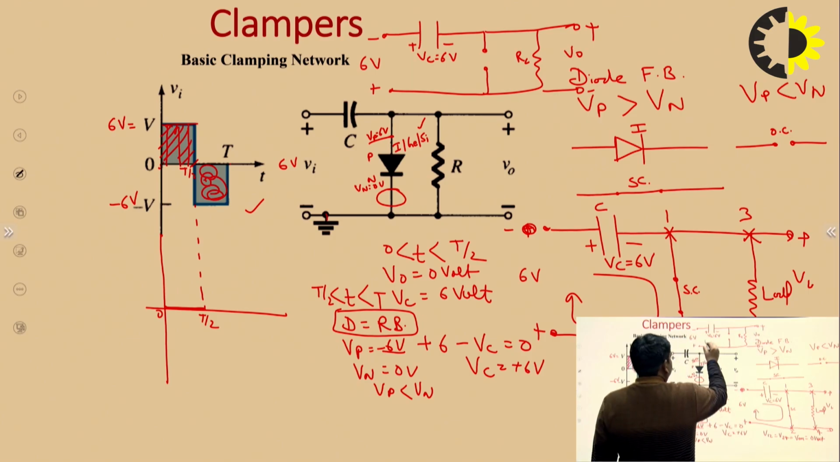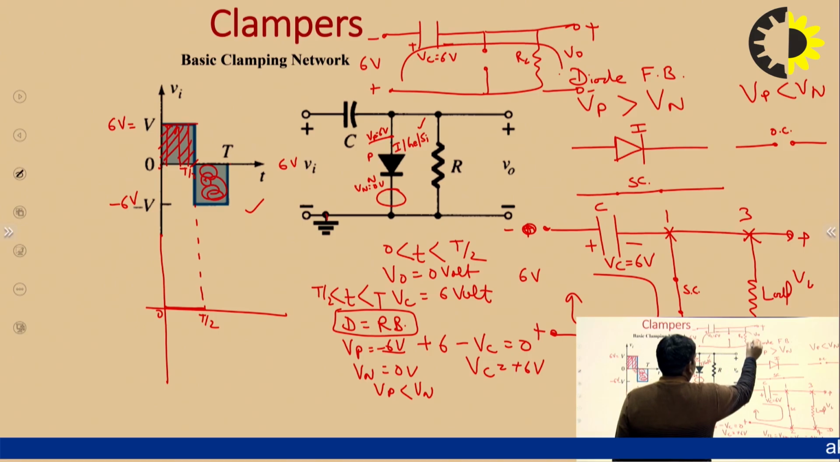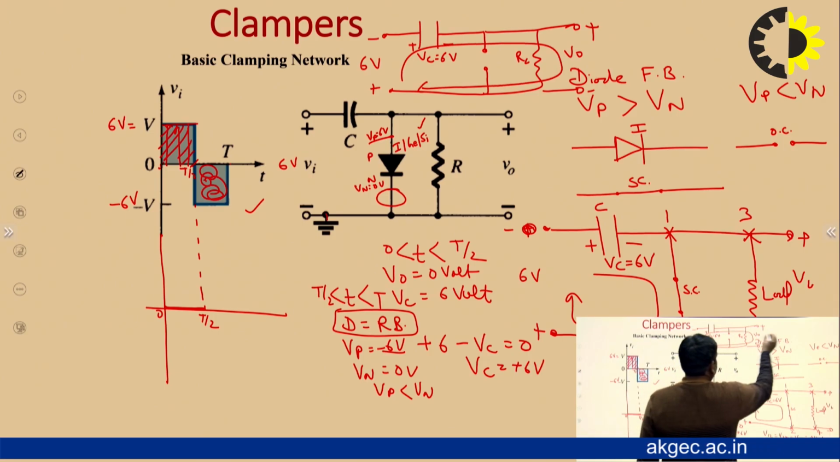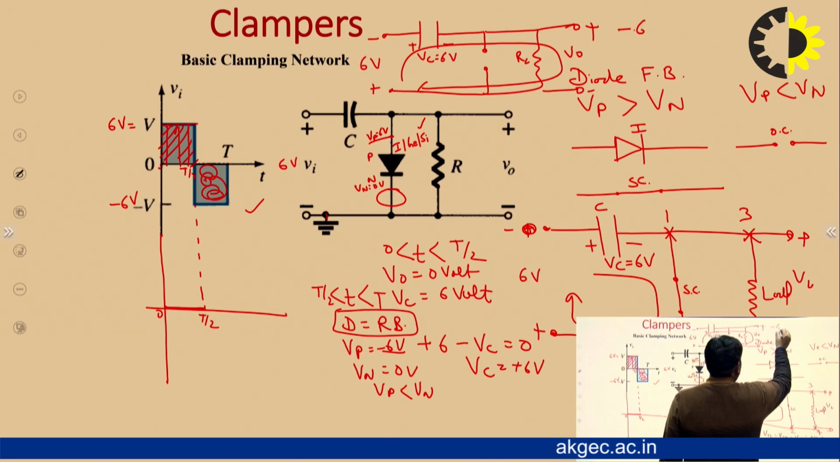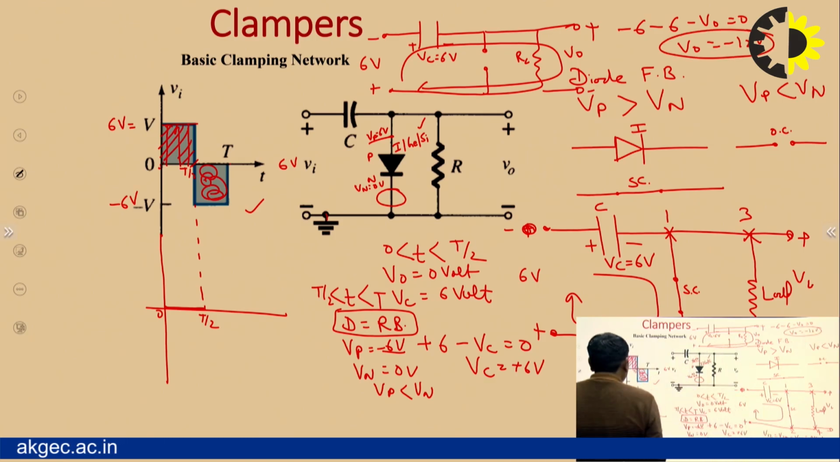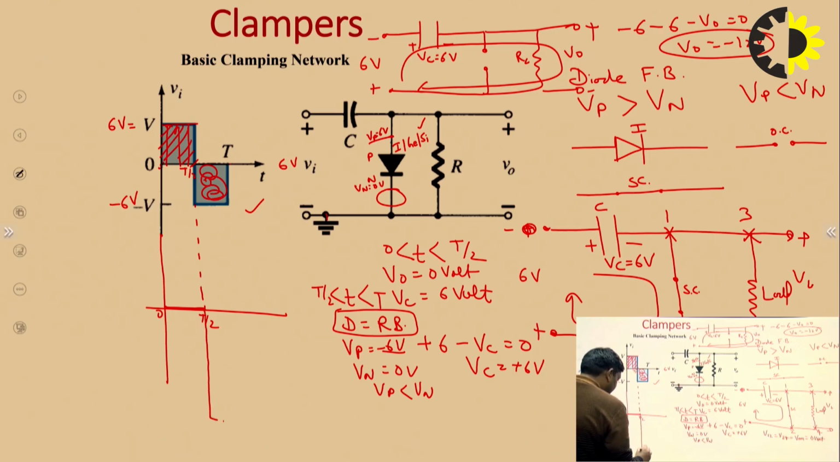If we apply KVL in this big loop, plus to minus, that is minus 6 volt, plus to minus minus 6 volt, and plus to minus, which one is minus V naught, which is equal to 0. So V naught is equal to minus 12 volt. So during the negative half cycle, they give the value of minus 12 volt.